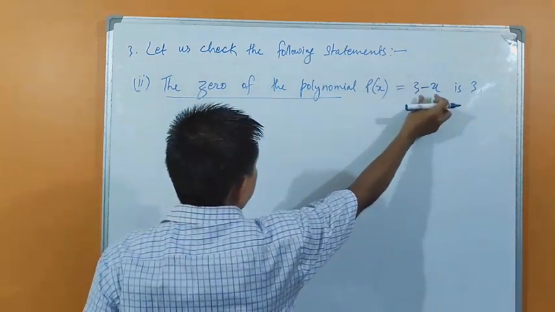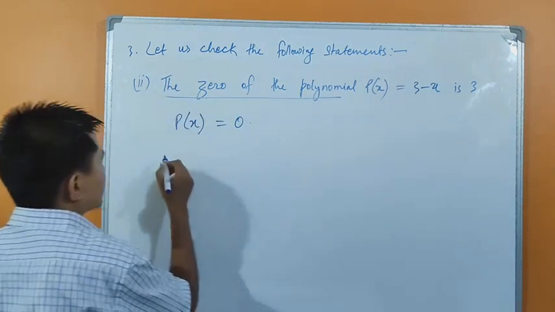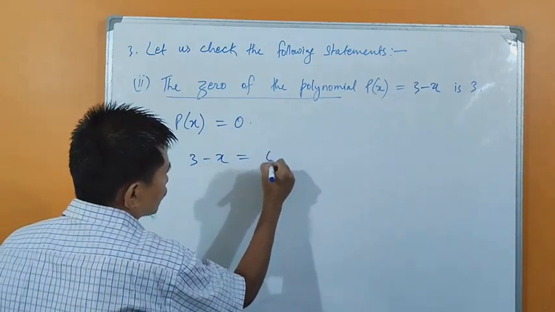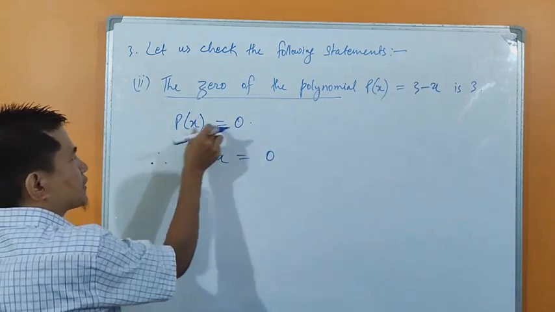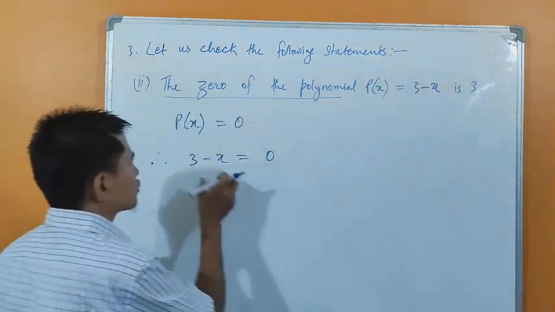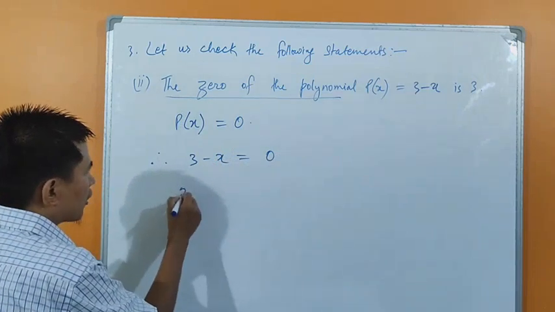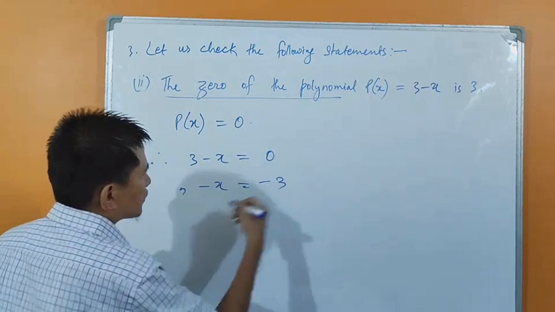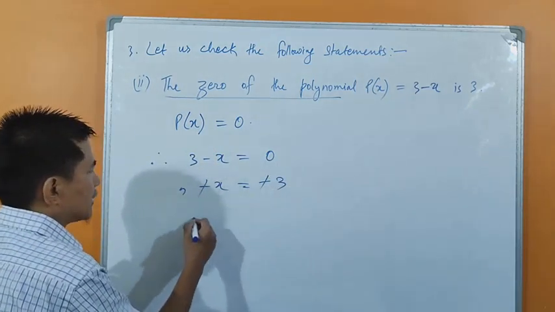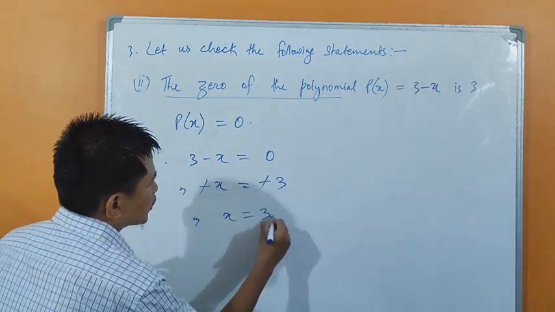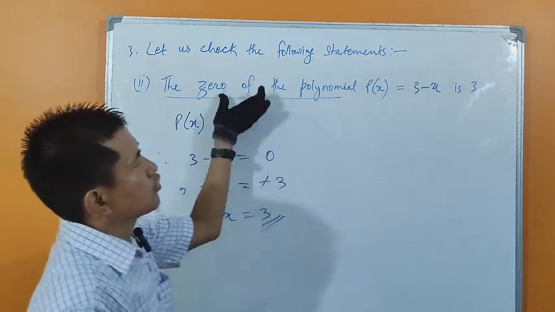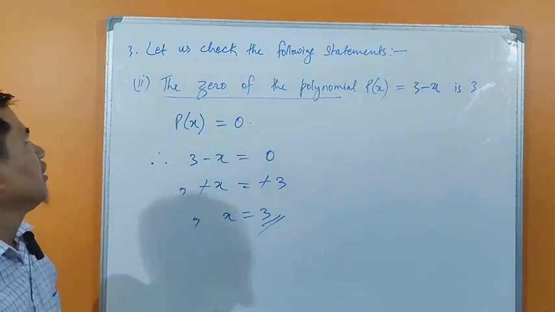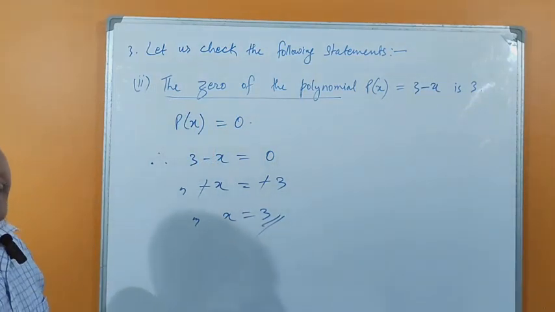If p(x) equals 0 and 3 minus x equals p(x), then obviously 3 minus x equals 0, isn't it? Minus x equals to plus 3 when taken to the right hand side becomes minus 3. This minus and this minus get cancelled, or x equals 3. So this is verified. The 0 of the polynomial p(x) is 3. Let us go to sub number 3 of question number 3.